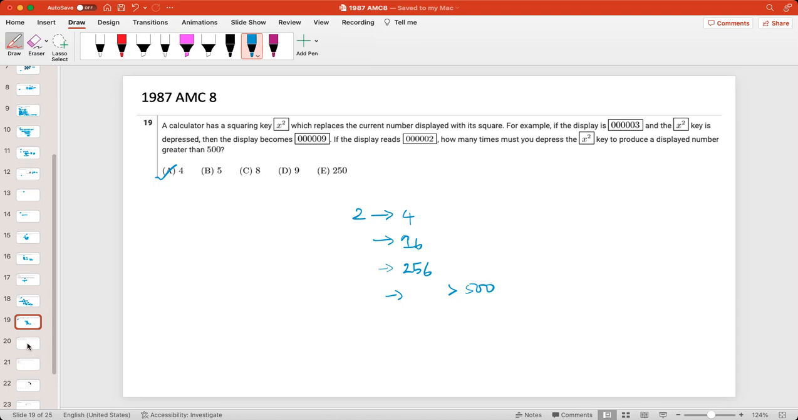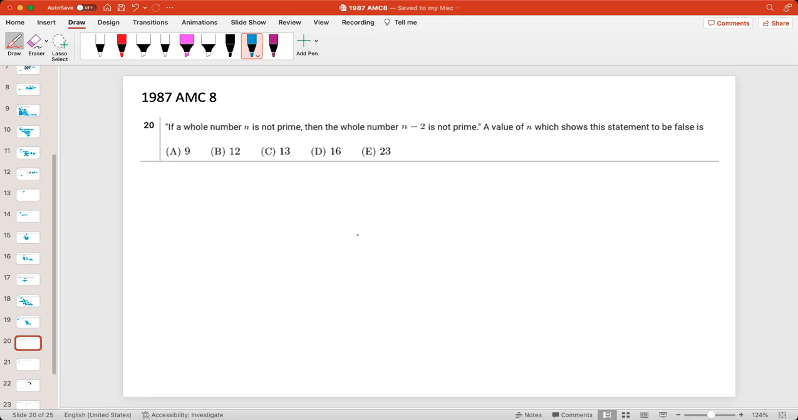Okay, going to the next question. If a whole number n is not prime, then the whole number n minus 2 is not prime. Which means n minus 2 is prime. So we need a number which is not a prime, but if you subtract 2 from it, it is a prime. So simple, the answer option is A. This number is not a prime; you subtract 2 from it and it becomes a prime. None of the others will fit this category. You can check.